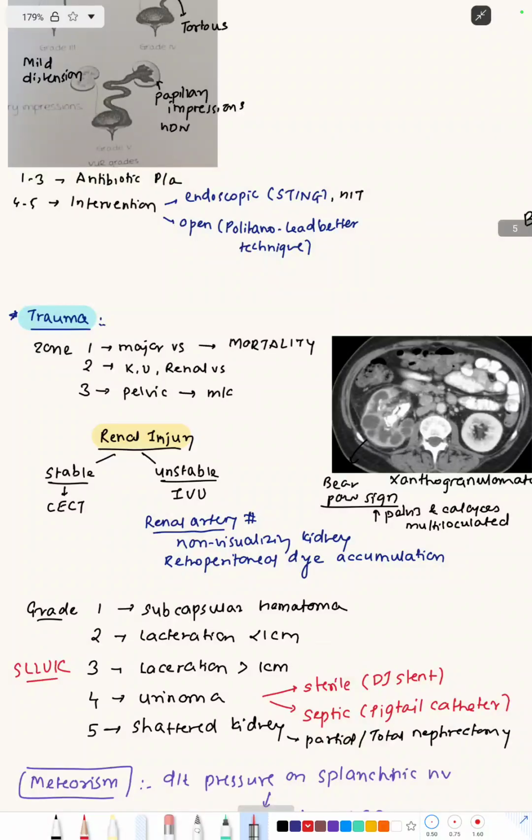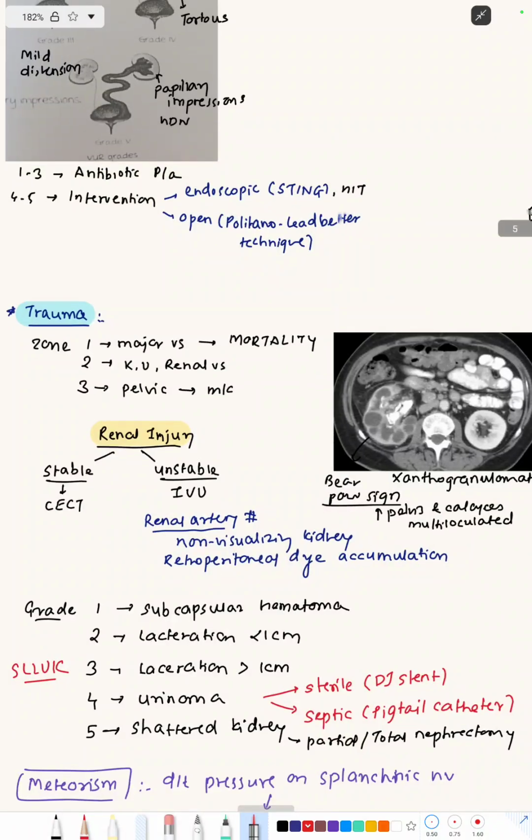The next is the trauma. So in the trauma module, we already talked about there are 3 zones of the trauma. The zone 1 is having maximum mortality because the major blood vessels are located, that is the IVC, then the abdominal aorta and the pancreatic head. Then zone 2 is where the kidney, ureter and the renal vessels are included, and zone 3 is having the pelvis region, which is most commonly traumatized zone.